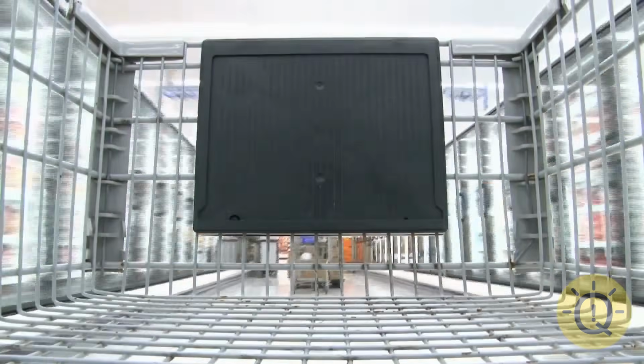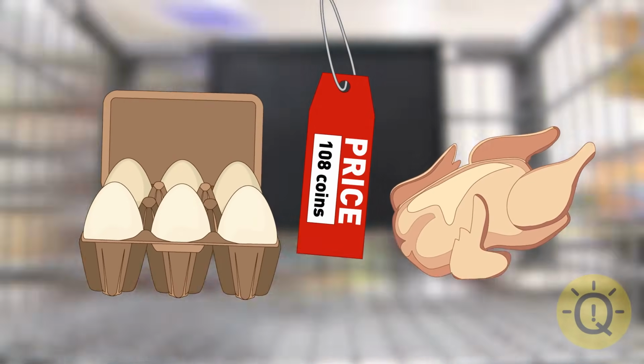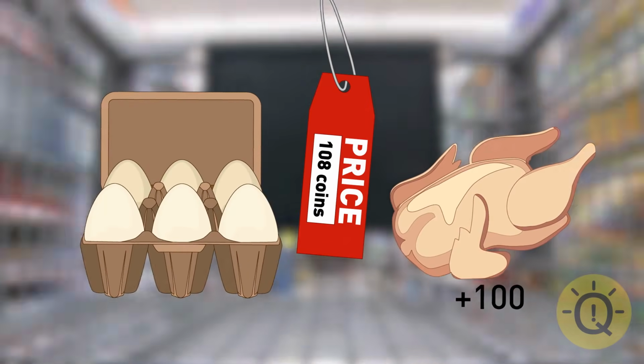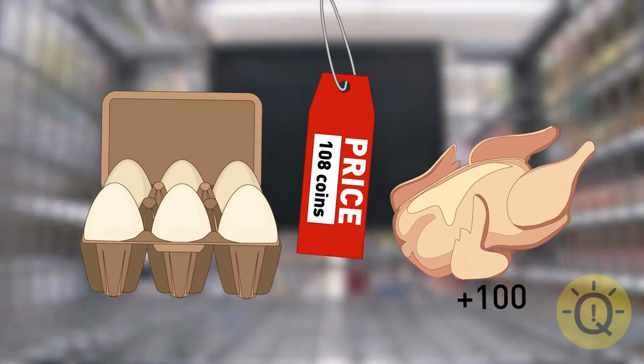You go to the supermarket and buy an egg and a chicken. The total cost of your purchase is 108 coins. But the chicken is 100 coins more expensive than the egg. So, how much does the egg cost?